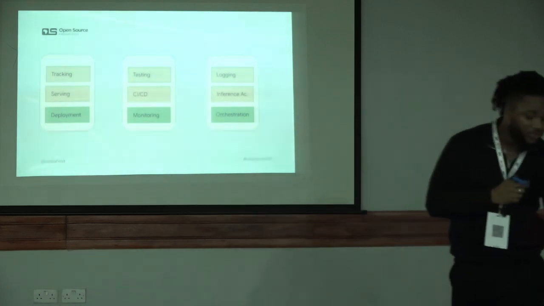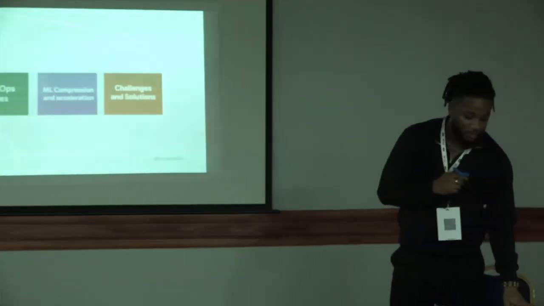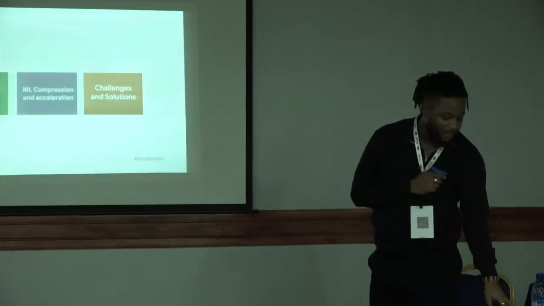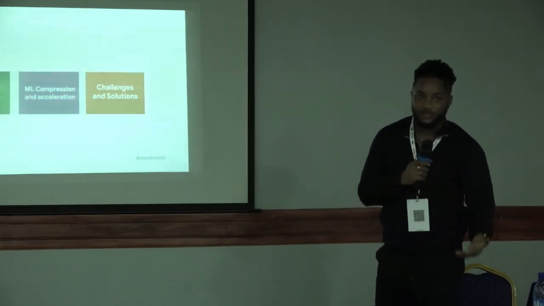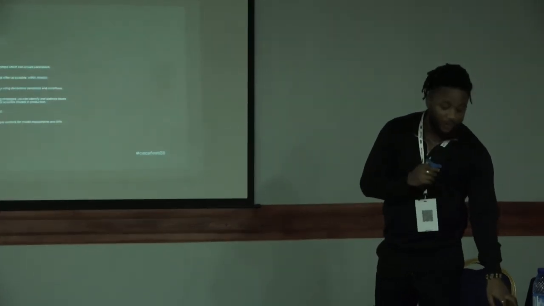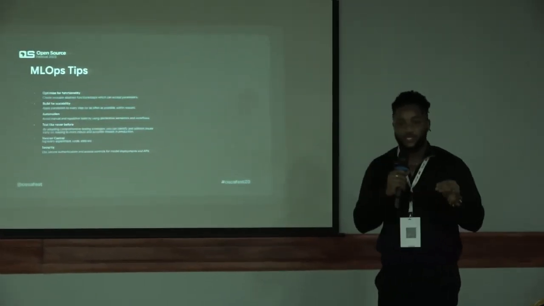So I'm just going to rush really fast. Then I'll move to the most important thing because my time is up: MLOps tools, model compression, challenges, and solutions. The first thing I want to talk about is optimizing for functionality. As an MLOps engineer, for you to build a scalable pipeline, you need to really look at optimization for functionality. When I say optimization for functionality, focus more on wrapping the majority of your features at the function level, right?